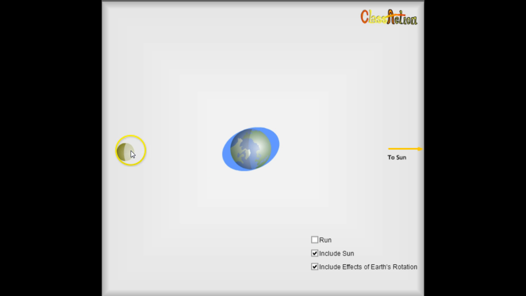Now, question for you. Is this a spring tide or is it a neap tide? If you said that it's a spring tide, you're correct. Remember now, in this situation, we have the moon, the earth, and the sun completely lined up. Bad lines, but you see what I mean. So that is called a spring tide.